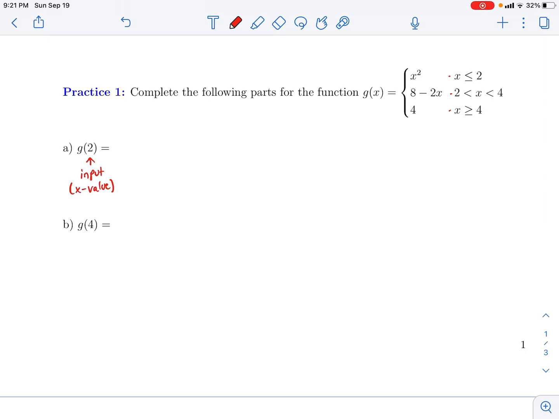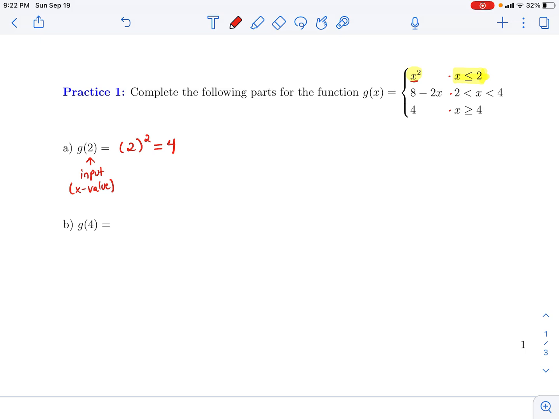Now I want to look at these intervals and see which one has, with these inequality signs, the little bar under it, meaning that it's equal to. The first one does. This piece has that x is less than or equal to 2. So when x is 2, I'm using this piece, the function x squared. So g of 2 is going to be 2 squared, which is 4. All I did there was plug 2 into x squared, because that's where the function is defined when x is 2.